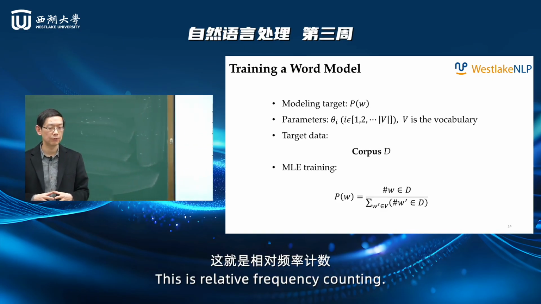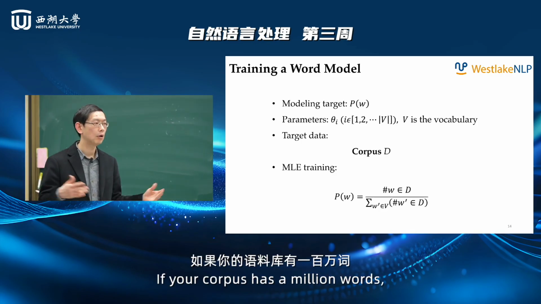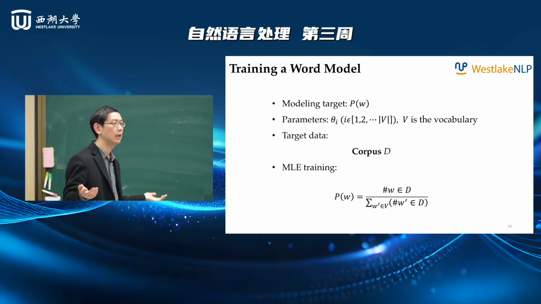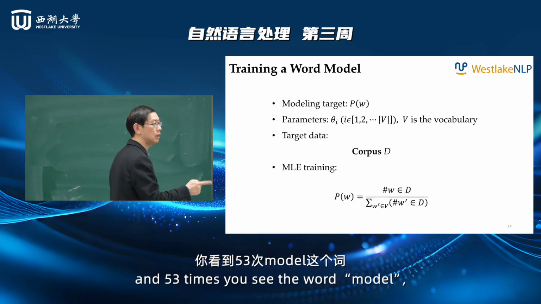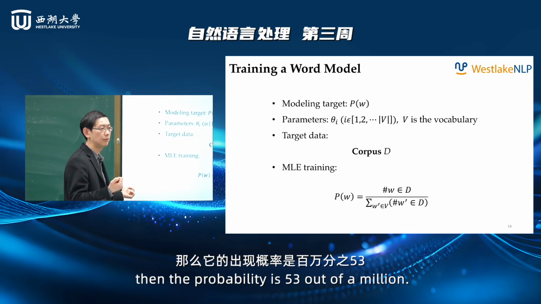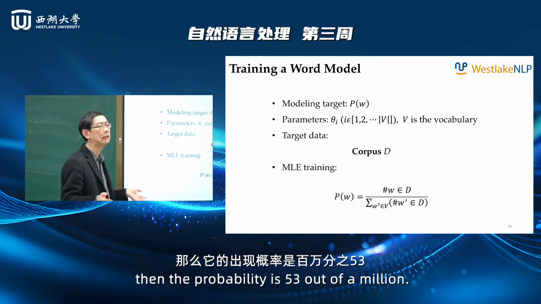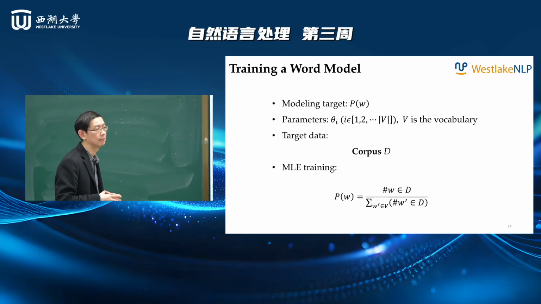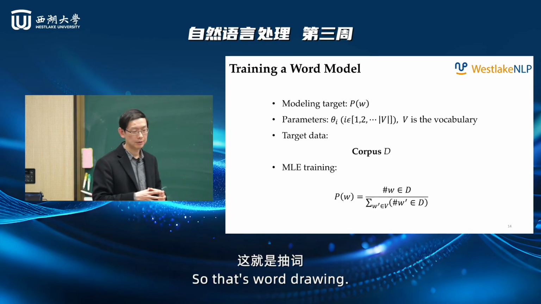So this is relative frequency counting. If your corpus has 1 million words, and 53 times you see the word model, then the probability is 53 out of 1 million. So that's word drawing.